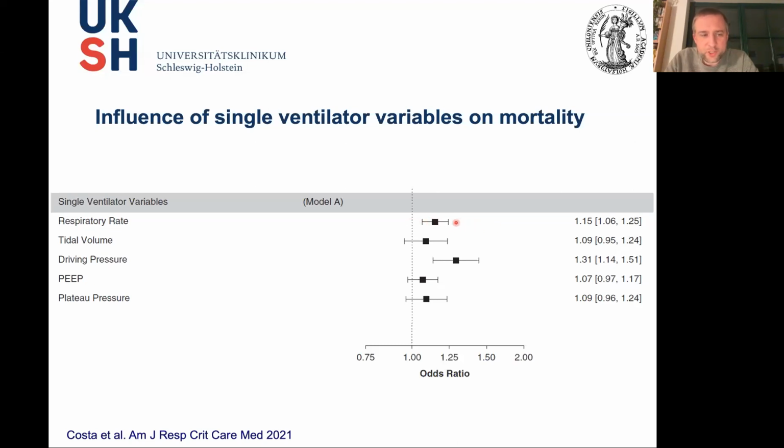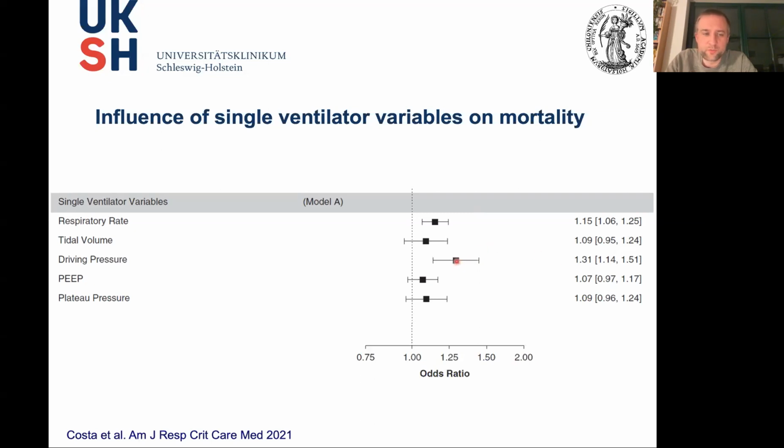One standard deviation of increase in respiratory rate led to a relative increase in the risk for in-hospital mortality by 1.15. So this was significant. Whereas tidal volume by predicted body weight was not really significantly associated with hospital mortality, but tidal volume divided by respiratory system compliance, again the driving pressure, was the strongest predictor of mortality in this model.